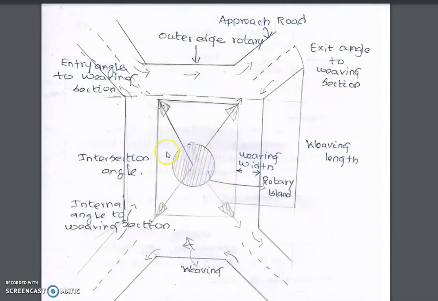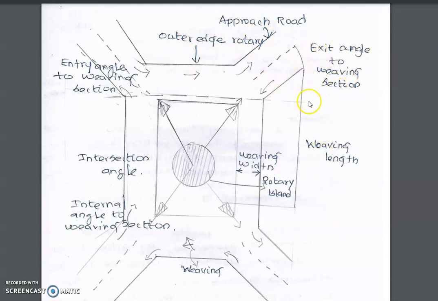So see exactly the meaning of the rotary intersection. The circle is formed in the road surface, with four roads joined across a single point. So this is the entry angle to the weaving section, then the approach road, then the rotary section, then the exit angle from the weaving section.